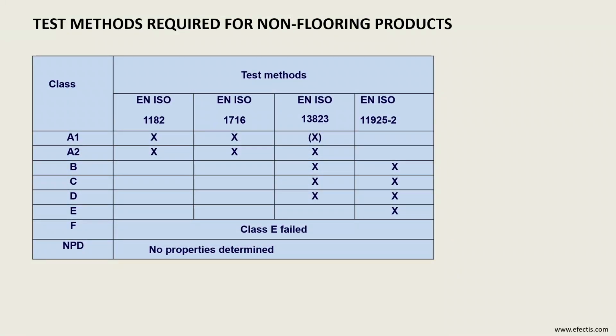The tests required for product classification to fire reaction performance is done by fulfilling the criteria in this table. For example, for a product to be labeled as Class A1, it must pass EN 1182, 1716, and 13823, for example, and the same logic goes for other classes. A set of essentially 4 test methods are available for classification. We will discuss these tests and how are they done in the coming slides.